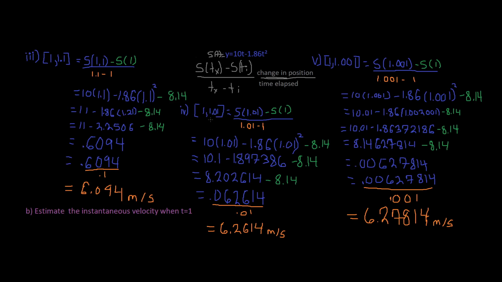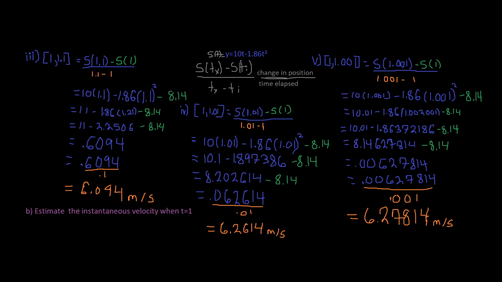We do this next problem. Divided by 0.01 ends up equaling 6.2614 meters per second. And I didn't mention earlier that the top part is the change in position and the bottom part is the time elapsed. That's why these are the time intervals, and that's why it is being subtracted, because the time is getting closer and closer to our point of interest.